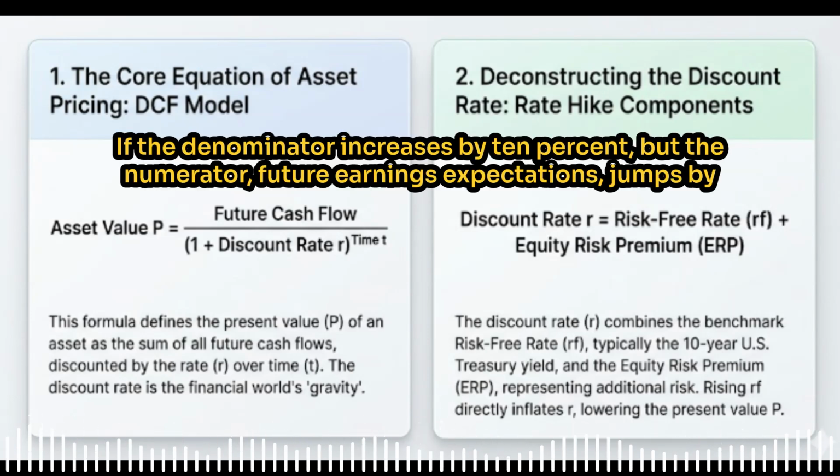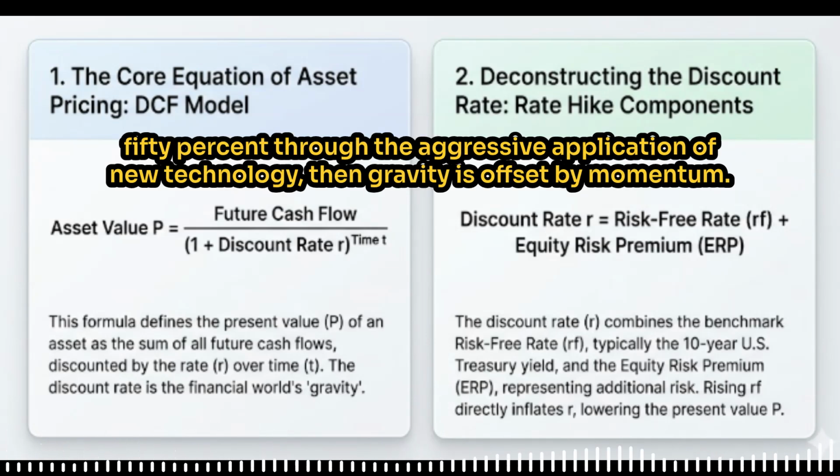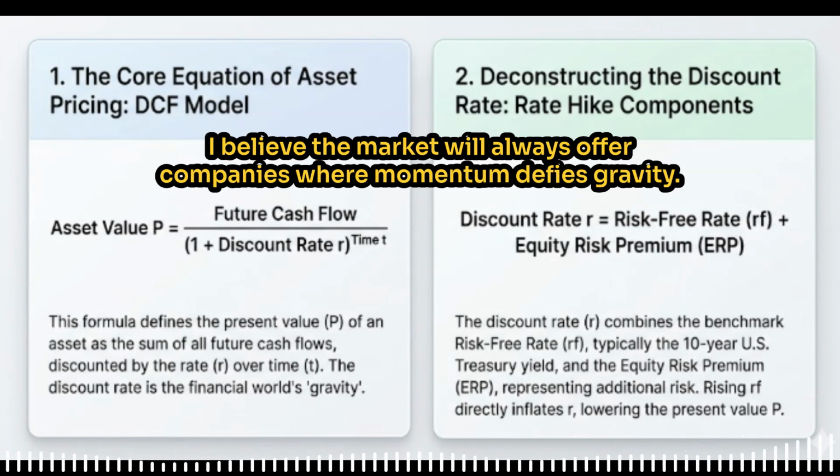If the denominator increases by 10%, but the numerator, future earnings expectations, jumps by 50% through the aggressive application of new technology, then gravity is offset by momentum. I believe the market will always offer companies where momentum defies gravity.